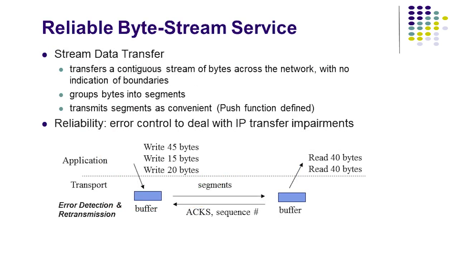TCP doesn't preserve message boundaries and treats the data it receives from the application layer as a byte stream. It groups bytes into segments and transmits segments as convenient for efficiency. For example, the application writes 45 bytes, 15 bytes, and 20 bytes to the TCP socket. The transport layer may split or combine the information and pack it into segments in the way it finds most appropriate for transmitting over the underlying networks. In this example, it may send 2 segments, each 40 bytes, to the connection.